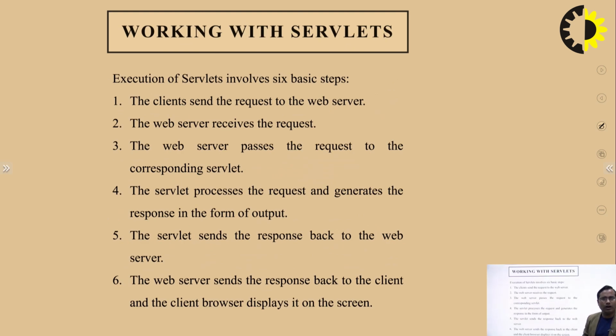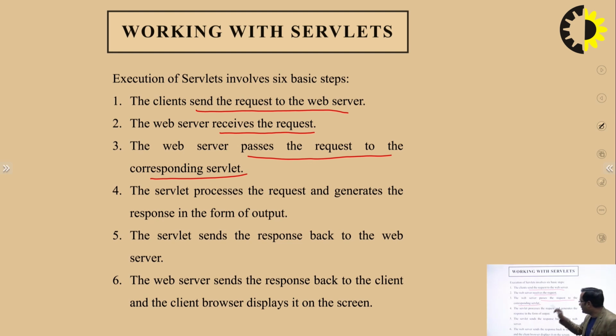So how can we work with these servlets? Execution of a servlet involves 6 basic steps. In the first step, the client sends the request to the web server. Then the web server receives the request. Then the web server passes the request to the corresponding servlet, and then the servlet processes the request and generates the response in the form of output. Then the servlet sends the response back to the web server, and then the web server sends the response back to the client. So the execution of servlets requires these 6 steps.